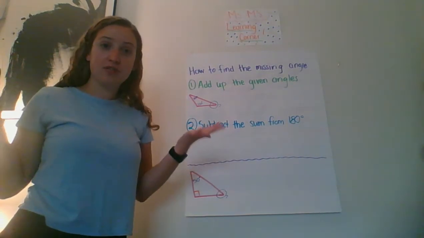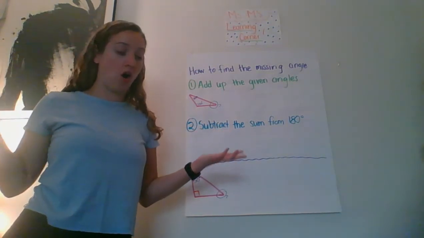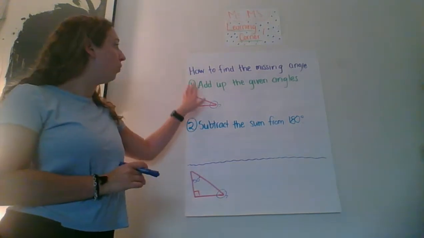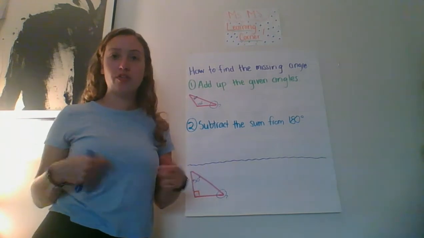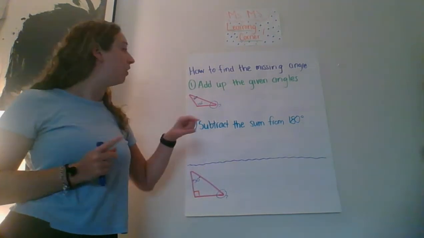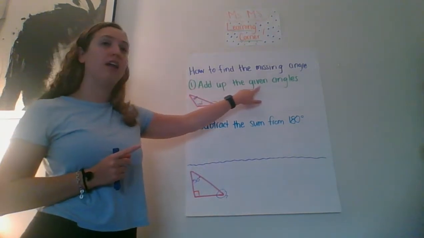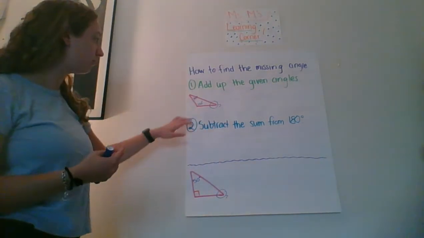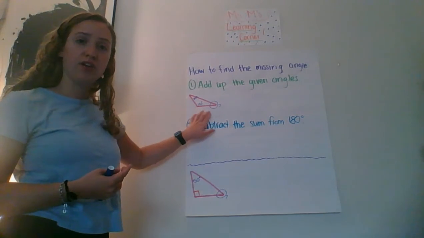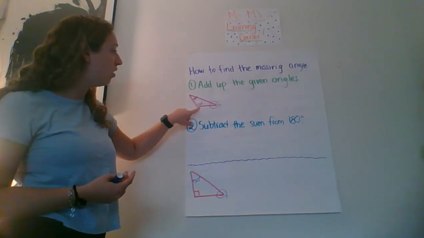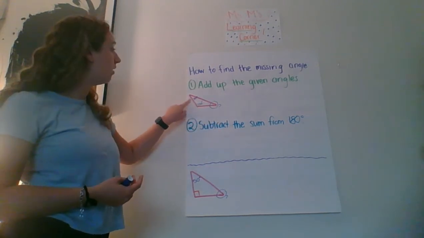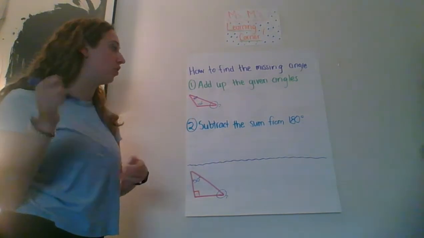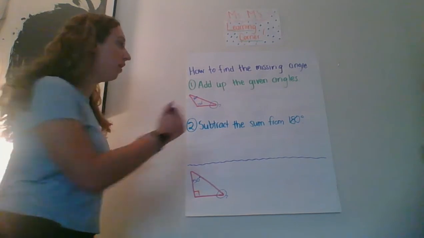The way that we're going to do this is with our knowledge that all angles in a triangle add up to 180 degrees. So when we're working on how to find the missing angle, our first step is to add up the given angles, or add up the angles that we know. You know, work with what you got. In this triangle here, I'm given 120 and 30 degrees. Those are the angles that I know. That's where I'm going to start. So I'm going to add those up.